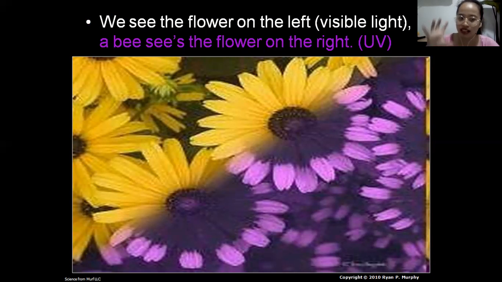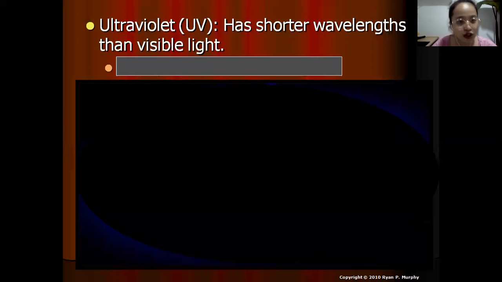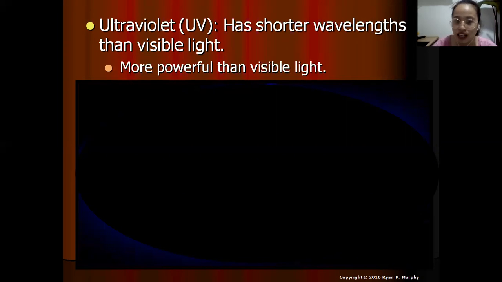Okay, so when we look at the sunflower, the color is yellow. But when the bee sees a sunflower, they cannot see yellow. They can see violet colors. Some stains can be seen with UV light, like those seen on crime shows. UV has shorter wavelengths than visible light, so it has a higher frequency and it is more powerful than visible light.